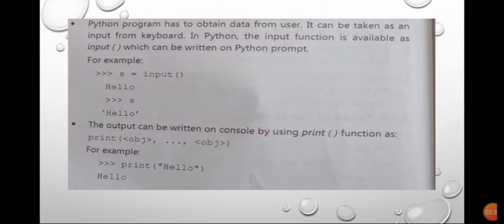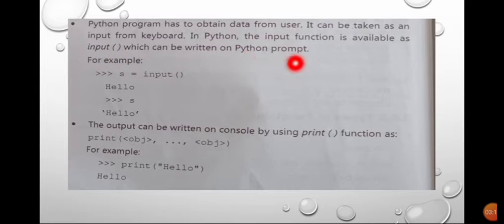So let us move towards the IO functions. What do you mean by IO functions? I means input, O means output. With IO functions, the Python program has to obtain data from the user. It can be taken as an input from the keyboard. Whenever a Python program wants data, it can be taken from the user, and the user can enter that input from the keyboard. In Python, the input function is available as input with parentheses, which can be written on the Python prompt.